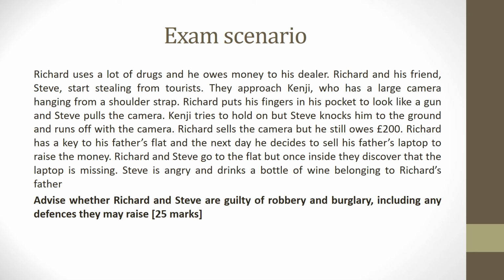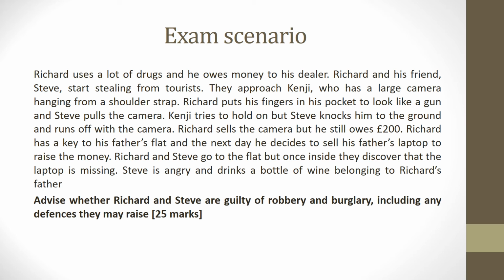If I draw your attention to the first part: Richard uses a lot of drugs and he owes money to his dealer. Richard and his friend Steve start stealing from tourists. This is the important part. They approach Kenji, who has a large camera hanging from a shoulder strap. Richard puts his fingers in his pocket to look like a gun, and Steve pulls the camera. Kenji tries to hold on, but Steve knocks him to the ground and runs off with the camera.